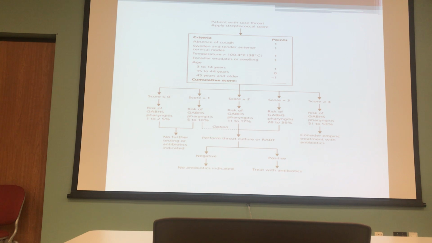Centor criteria. I need you to remember that a patient at 4 or greater, you have to start empirics. You're gonna swab them and you're gonna start empirics. If a patient has a Centor criteria score of 1, the likelihood that they have group A beta hemolytic strep pharyngitis is 5 to 10%. They don't even recommend a throat culture, but if the person insists, you can do a throat culture or a rapid strep swab.